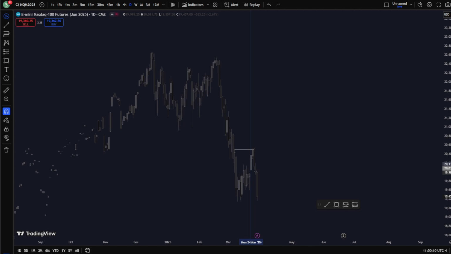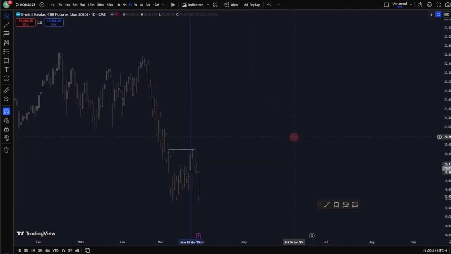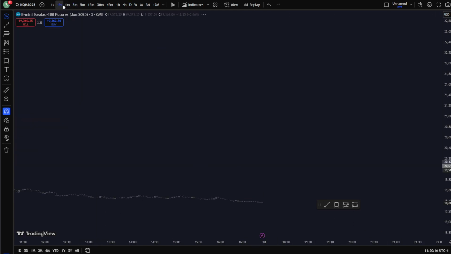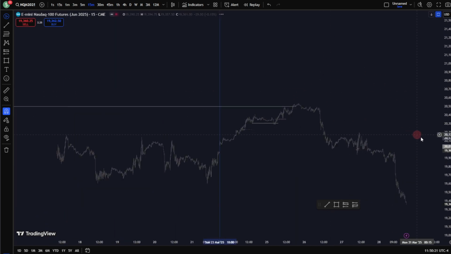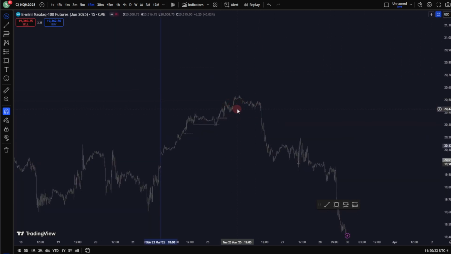Do you implement the Judas swing or no? Well, I don't look for the Judas swing specifically as a strategy, but I definitely look for power of 3 and open and close.